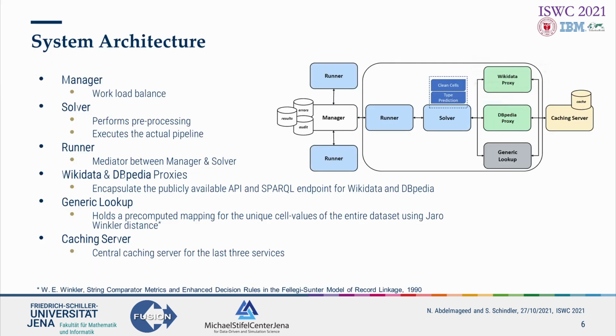JenTab has a distributed architecture. It consists of a central service named Manager, which is responsible for the workload balance and collecting results, errors, and the audit records. Solver is the core service that performs the preprocessing and executes the actual pipeline. Runner connects the manager and solver bidirectionally. Wikidata and the DBpedia proxies encapsulate the publicly available API and SPARQL endpoint for Wikidata and DBpedia. The pre-computed generic lookup holds mappings for the unique cell values of the entire dataset. Finally, a centralized caching server for the previous 3 services.